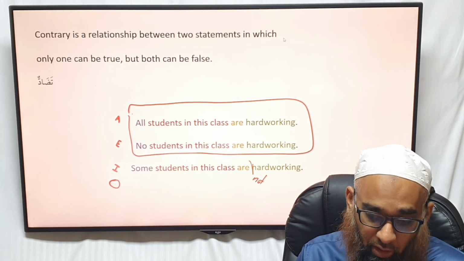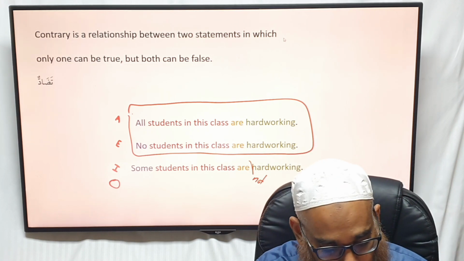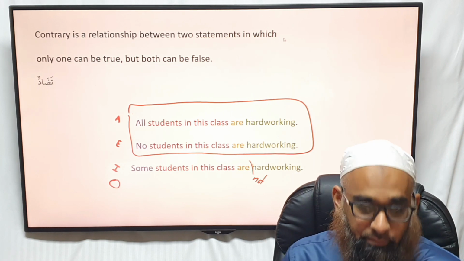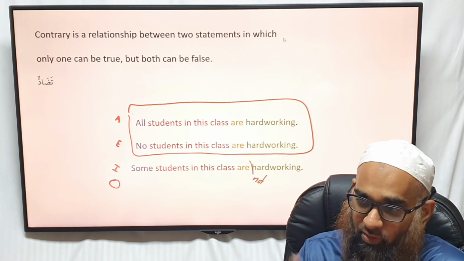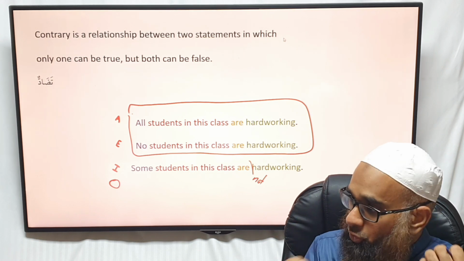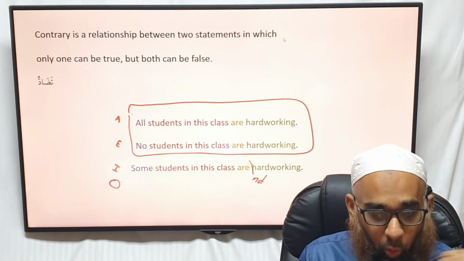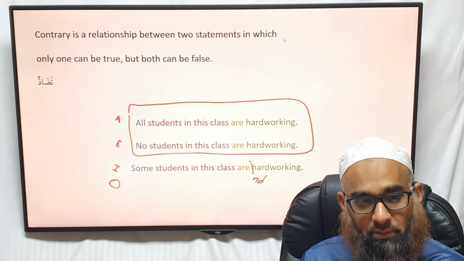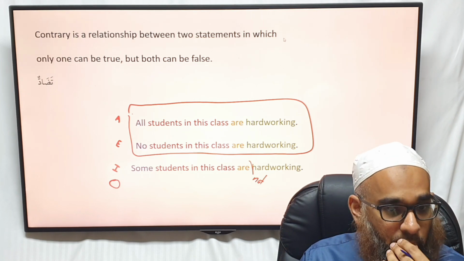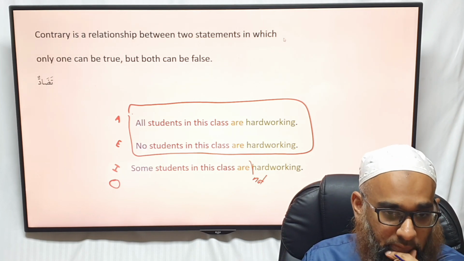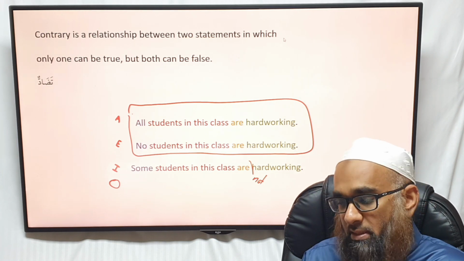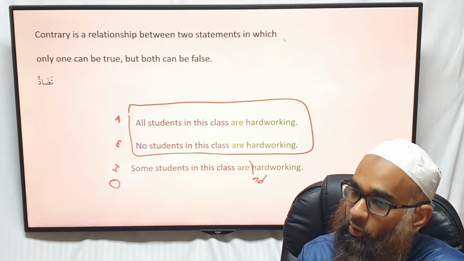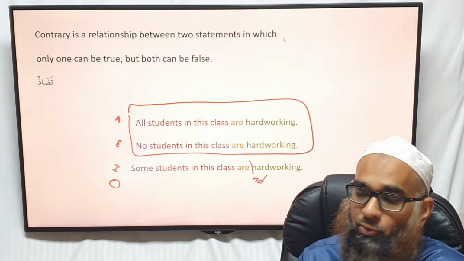All students in the class are hardworking. And what's the O of that proposition? Some students in this class are not hardworking. Yeah. But then both can't be false. If you have students and hardworking exists, if all or some are not, one has to be true. Both can't be false. It has to be one of them. What if some are, some are not? And the O is true then.